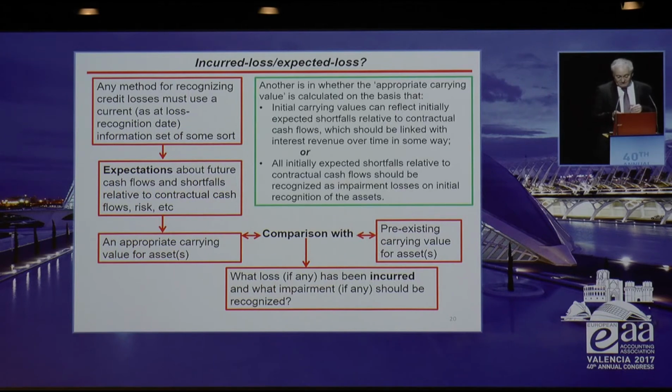And another issue that arises, which has bedeviled this whole process, in my view, is the need to clarify whether impairment should be based on the assumption that initial carrying values already reflect initially expected shortfalls relative to contractual cash flows, going back to the numerical example before, or should it be done on the basis that shortfalls relative to contractual cash flows should be recognized immediately as soon as the asset's recognized.